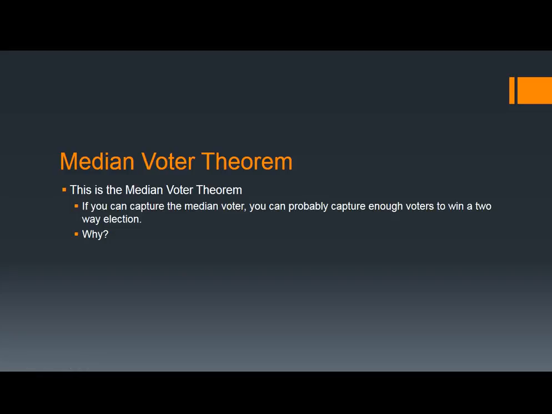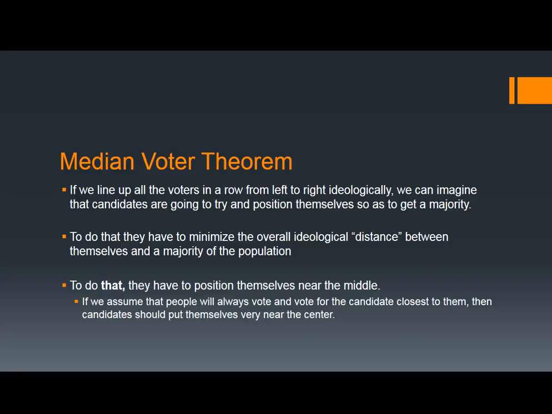Why is that? Let's think about it. The median voter theorem simply says that if you can capture the middle voter, you can capture enough votes to win in a two-way election. Why is that? Well, imagine that we line up all the voters in a row from left to right ideologically, from the most left-wing Marxist to the most right-wing reactionary. If you're a candidate looking at all these voters lined in a row, you have to decide how to win the election. In order to win, you have to try to minimize the ideological distance between you and 50% plus one vote.